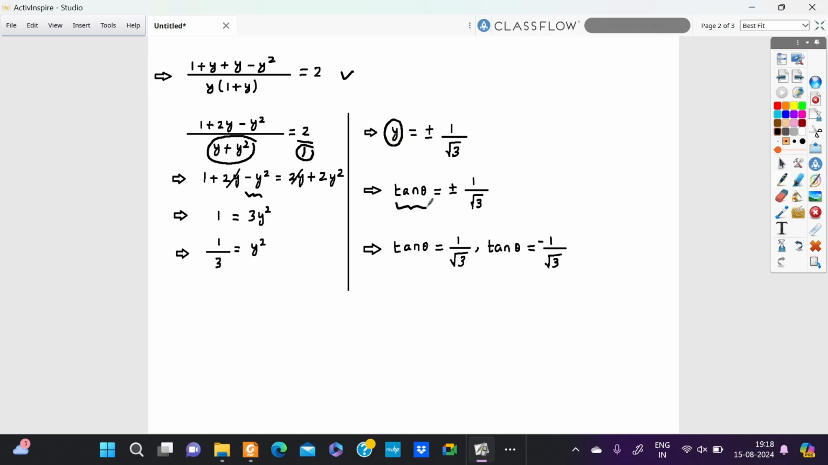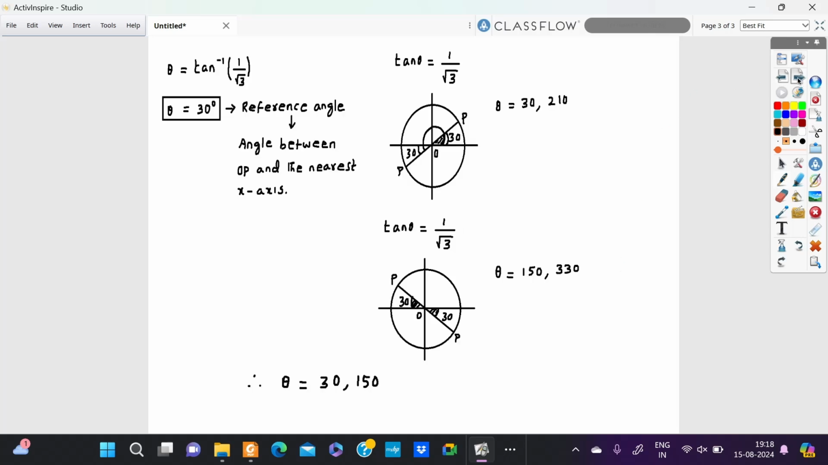So tan theta is equal to positive or negative 1 over square root of 3. I will take this as two different equations. One is tan theta is equal to positive 1 over square root of 3. The next one is tan theta is equal to negative 1 over square root of 3. I hope you followed me so far. Let's see the final process of solving this equation.